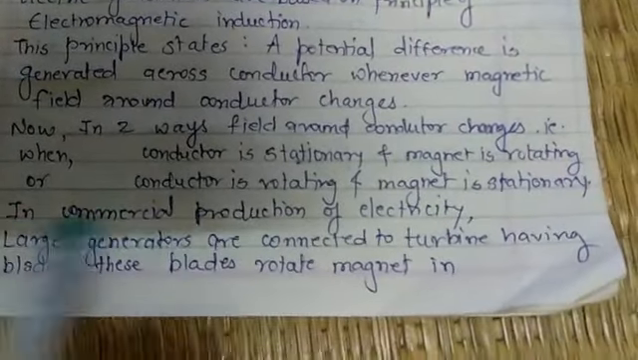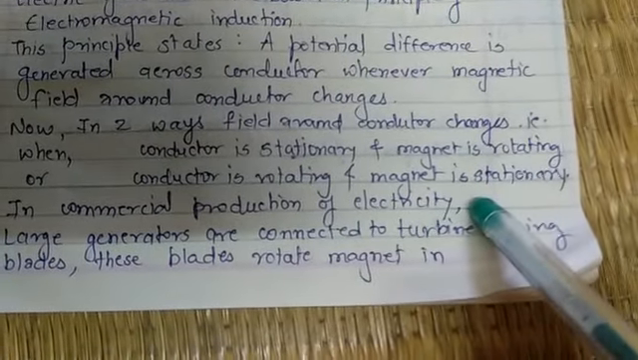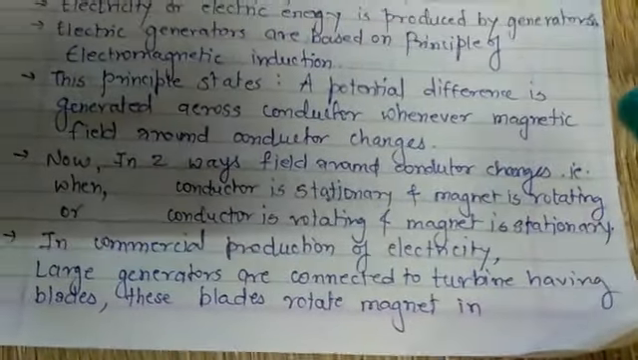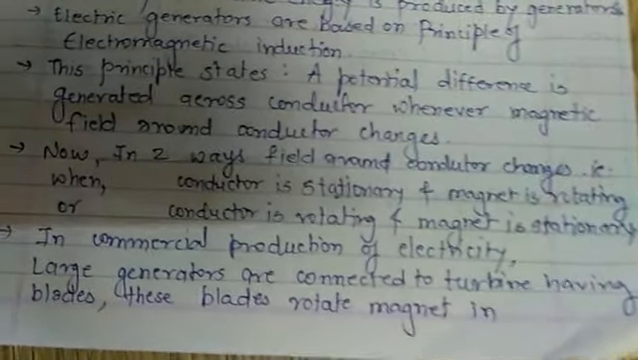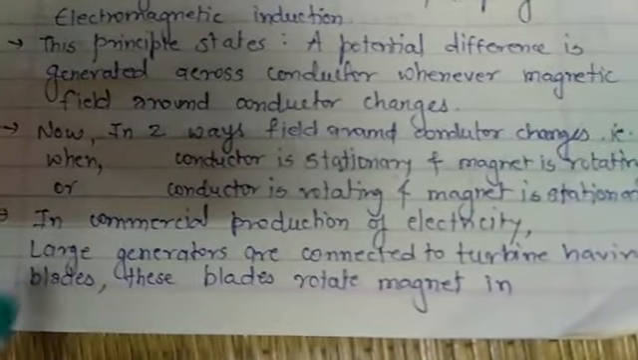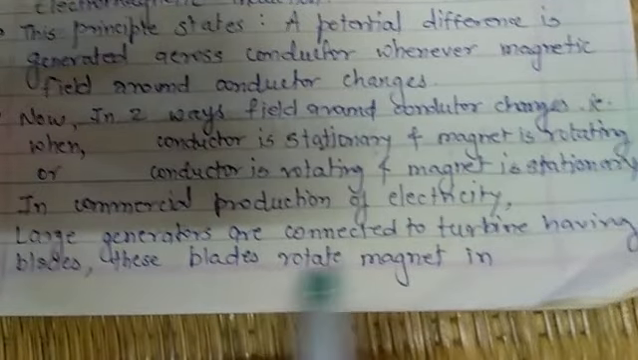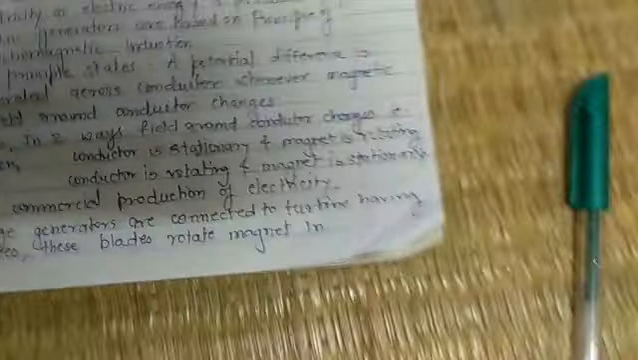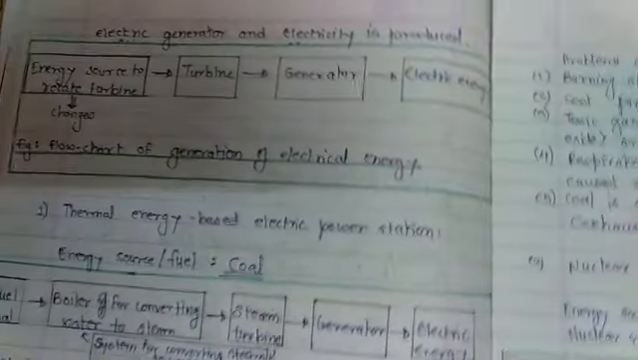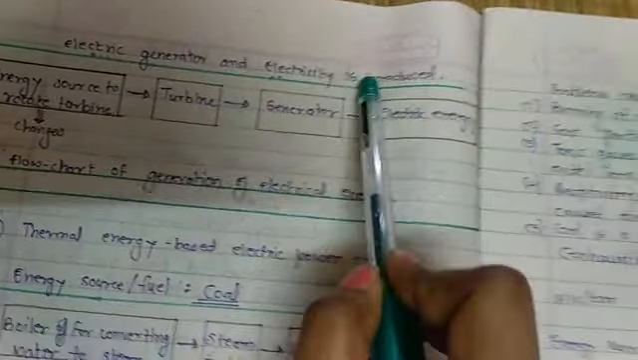Now, in commercial production of electricity, where electric energy is generated on a very large scale, large generators are connected to turbines having blades. These blades rotate the magnet at the electric generator and electricity is produced.